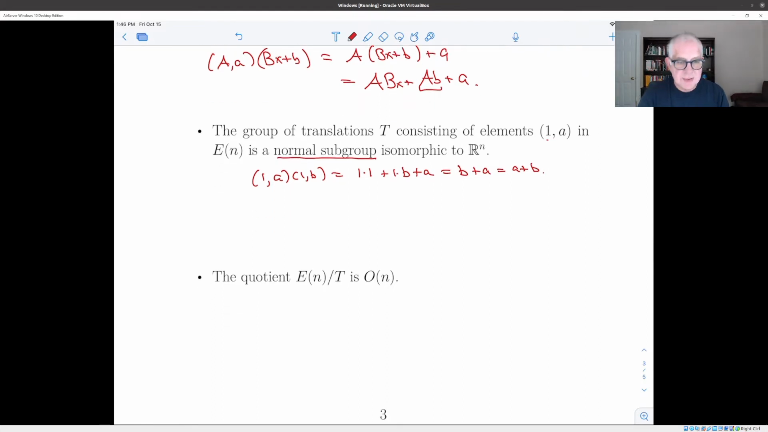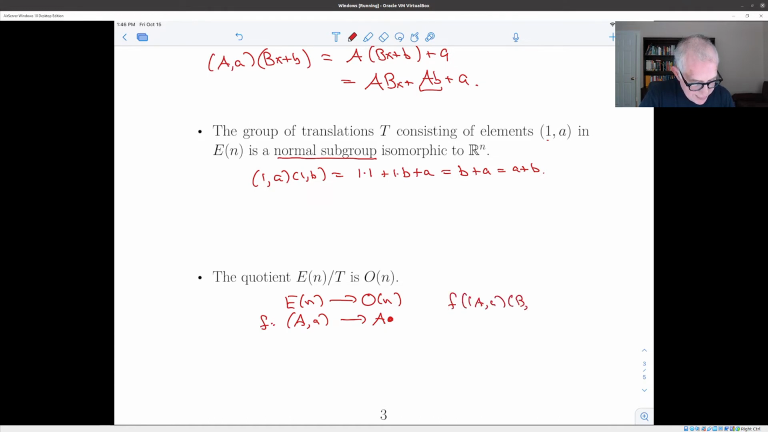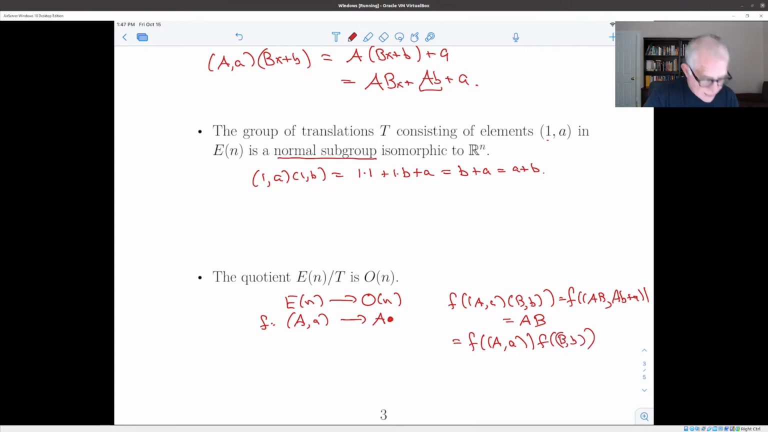I'm going to do it all at once by using our first isomorphism theorem. Namely, we have a map from E of n to O of n, which sends a pair (A, a) just to the matrix part. And this is a homomorphism, call that F, because F of (A, a)(B, b) is, on the one hand, F of (AB, Ab plus a), but then you forget the second component and you get AB, but that's equal to F of (A, a) F of (B, b). And the kernel of this map are the things that have a 1 in the first component, and those are precisely the translations. So the kernel of F is the translation subgroup.